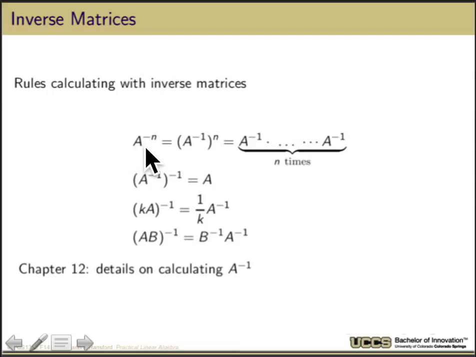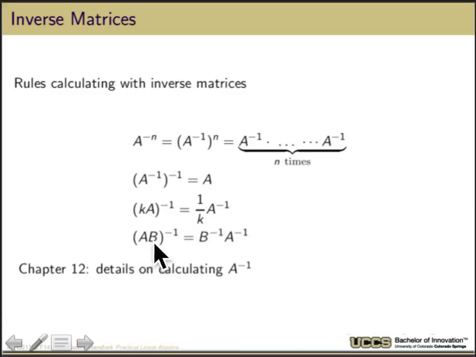If I want to take the nth power of the inverse, that's the same as saying I want to take the inverse and then multiply it by itself n times. With the special property that A's inverse is back to A. If I want to scale everything by a constant, if I take k times A and ask for its inverse, it's 1 over k times the inverse.